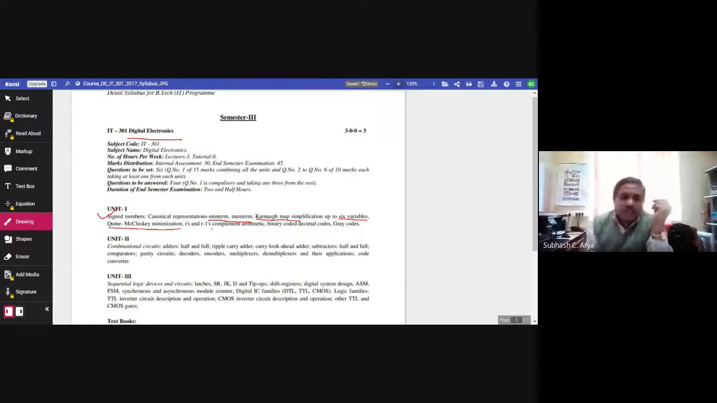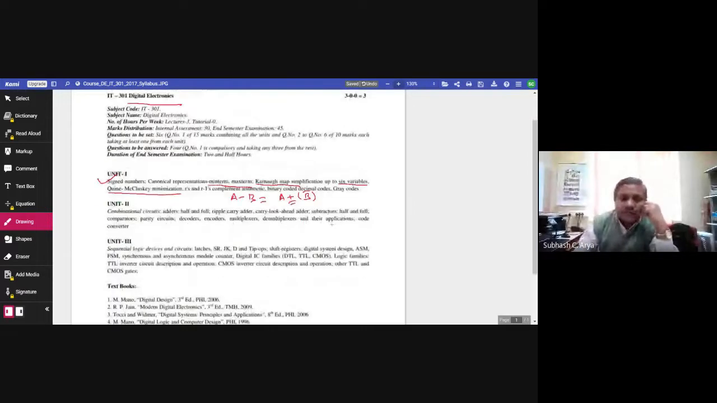Then the r's and (r minus 1)'s complement method for subtraction. This subtraction operation like A minus B can be done with the help of A plus B's complement. So with the help of this r's and (r minus 1)'s complement, we can do the subtraction operation with the help of the addition process. Then BCD codes, binary coded decimal numbers, and Gray code and its conversion.